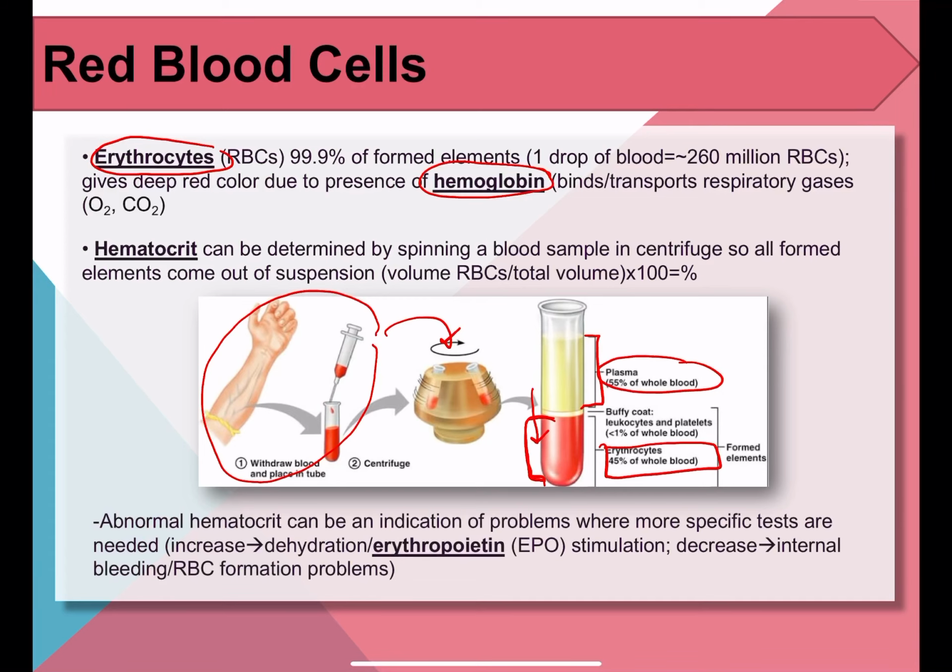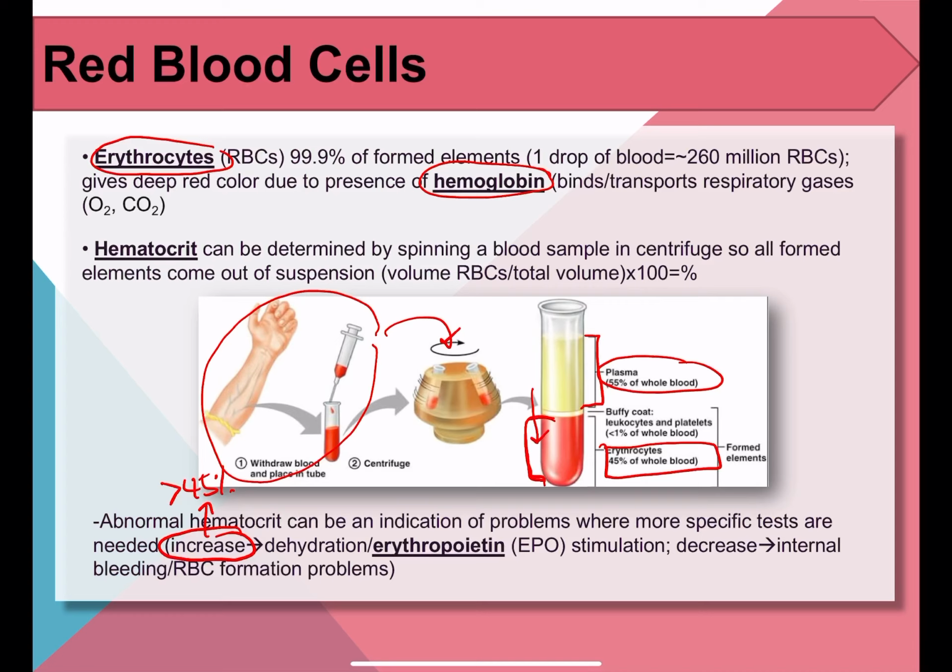So what does it mean when we have an abnormal hematocrit reading? What can it potentially indicate? Now, if the hematocrit reading is higher than what it should be, that is, an increase, if it's more than 45%, then it can indicate two things.